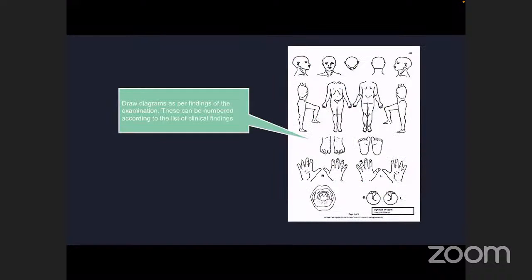The last section of the J88 is the diagram section. This is the section where we would draw our injuries onto the diagrams per our findings. And these can obviously be numbered according to the list of clinical findings in the previous section.